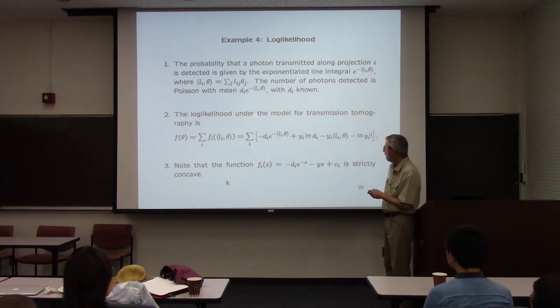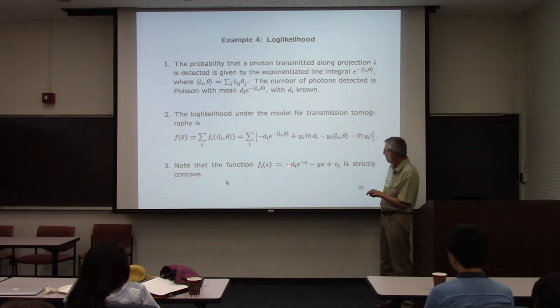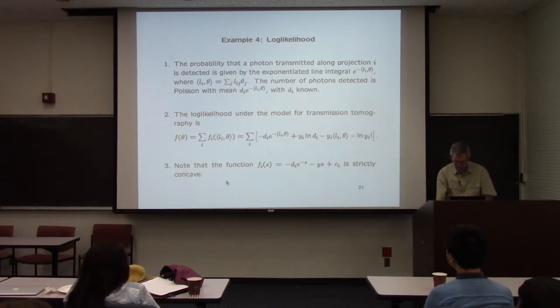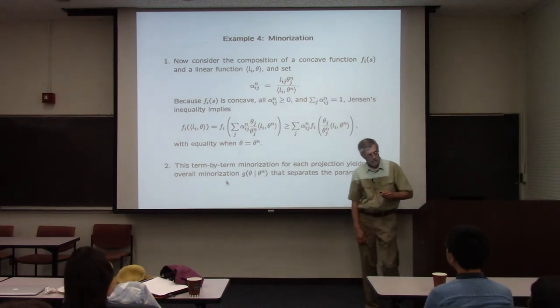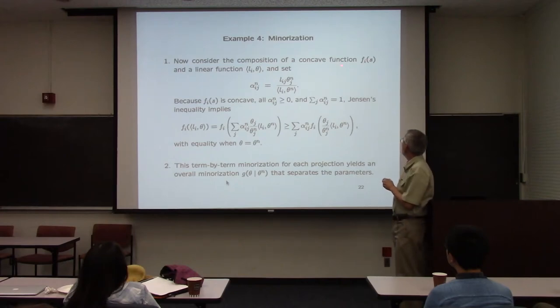However, what we can do is note that we can write this in terms of functions of inner products, where the f_i, now its argument is a scalar s, is of this sort, and that is a strictly concave function. It's a linear piece, which is always both convex and concave. It's a negative exponential, which, exponential is convex, its negative is concave. So this is strictly concave. Okay, so in this example, you construct an algorithm by using the chord above the graph property, Jensen's inequality, the discrete version of it.